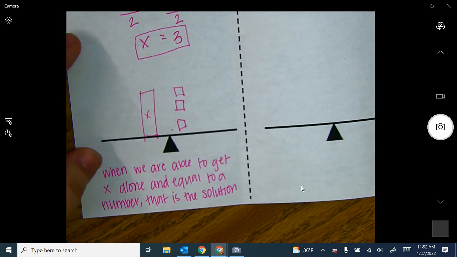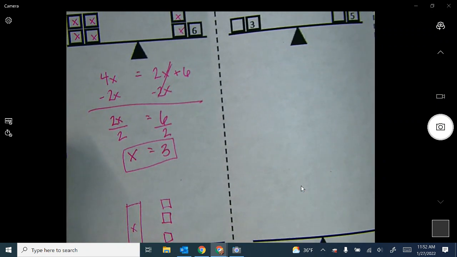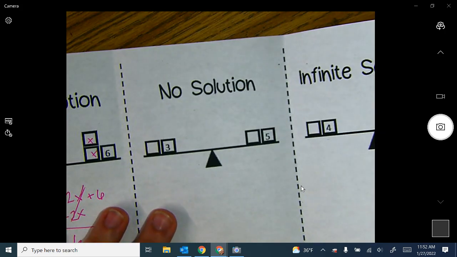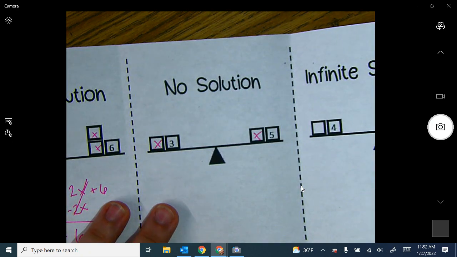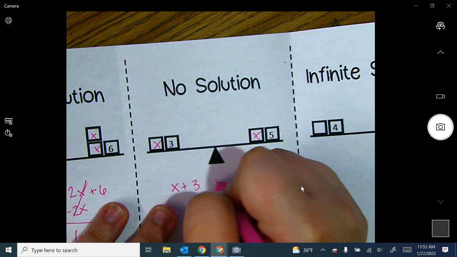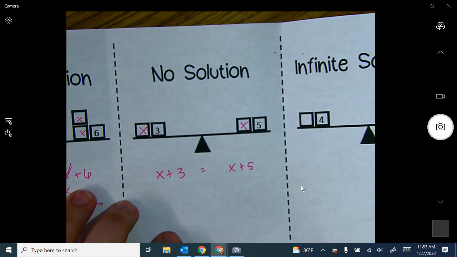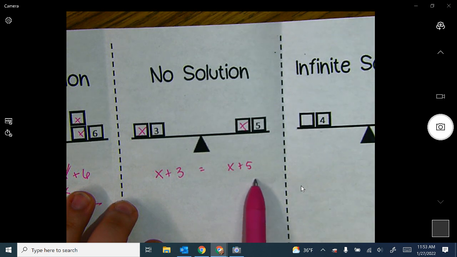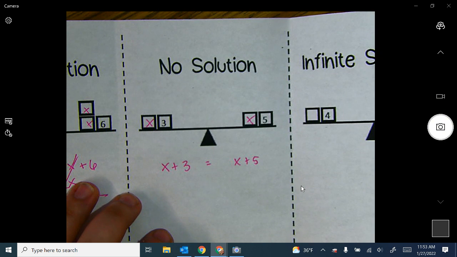Okay, but sometimes it won't always end up with a specific answer like x equals 3. So now I'm going to move over to this middle, this no solution here. And again, I'm going to put an x for both of these empty boxes. So on the left, I have x plus 3, and on the right, I have x plus 5. Now you should already be thinking in your head that looks a little bit weird. So something plus 3 is equal to that same thing plus 5. That sounds weird. So a little red flag should already be going up in your head.